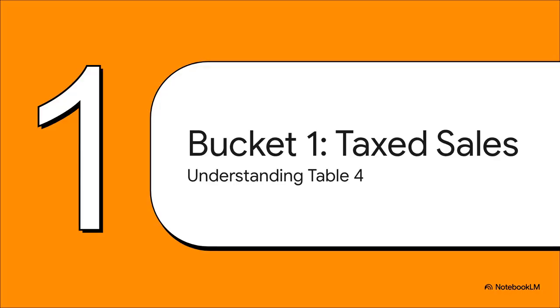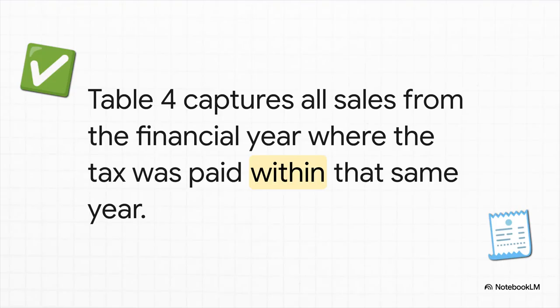Let's start by tackling bucket number 1. This is the big one, the most common category by far. Sales that were taxed correctly within the financial year. And this is all about getting to know Table 4. Here's the rule for Table 4, and it's pretty straightforward. If you raised an invoice between April and March, and you paid the tax for it in a GSTR-3B filed for that same period, it belongs right here. It's a clean match, the liability was declared, and the tax was paid all within the same year.